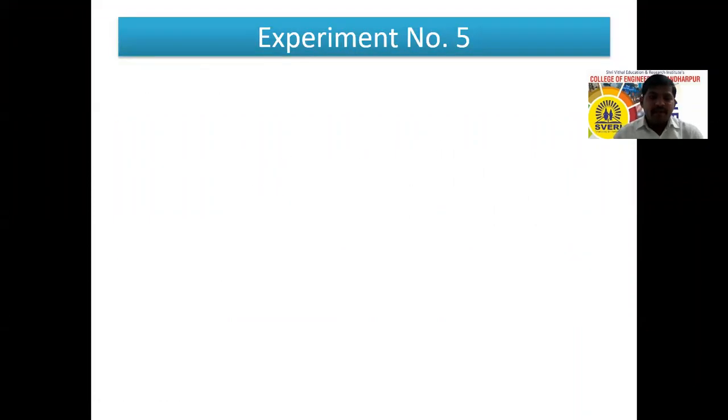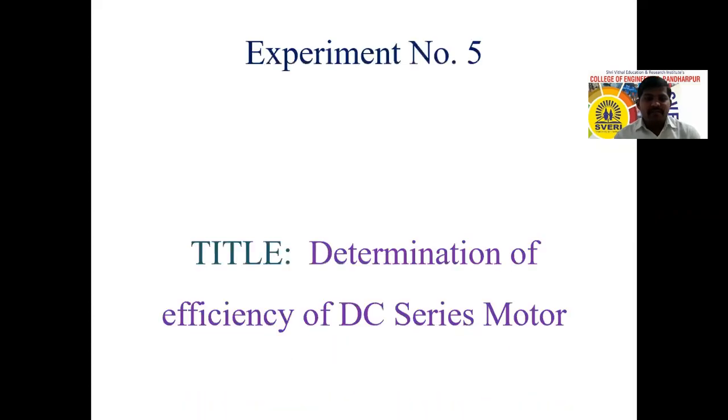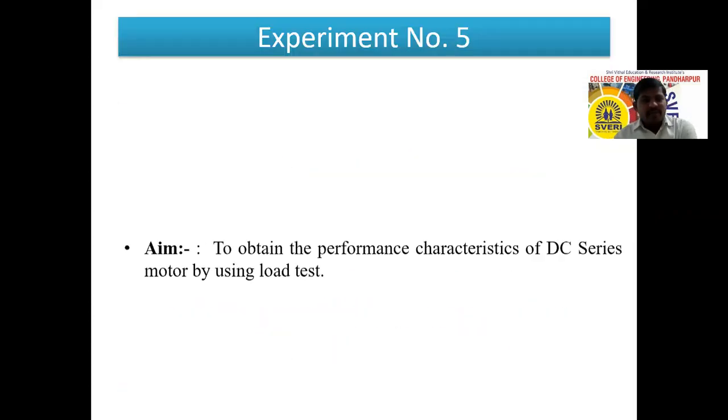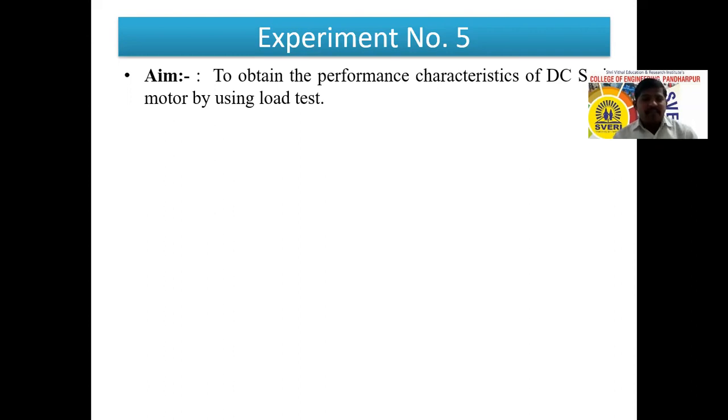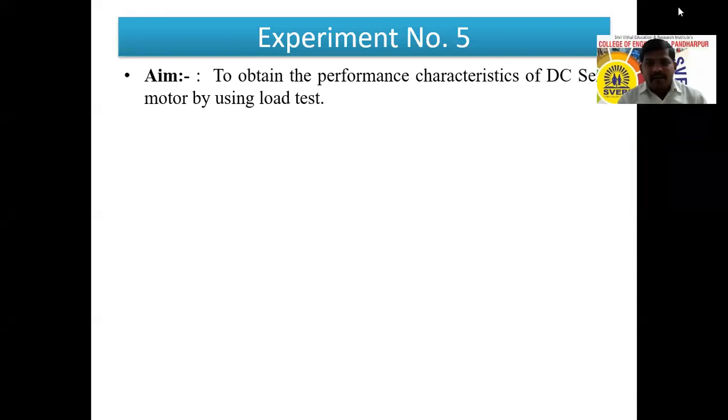Okay, see, the title of the experiment is to determine the efficiency of a DC series motor by conducting a load test. The aim of this experiment is to obtain the performance characteristics. That means by conducting the test, we want to determine characteristics like speed versus armature current, or efficiency versus output power. So this graph we want to draw after performing the test.